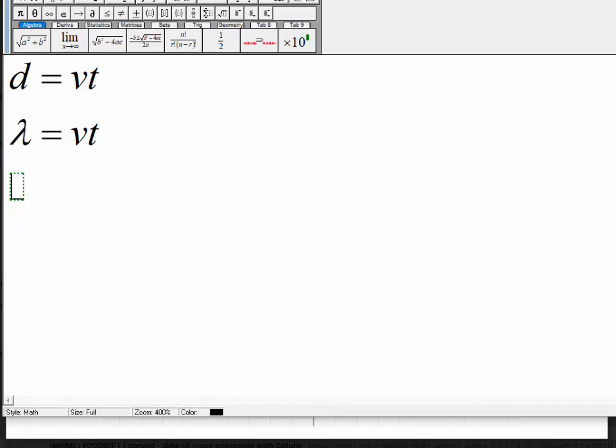Now, if we want, we can isolate v in this formula. We can say v equals lambda over time, and we can isolate time. We can say that time equals lambda over v.